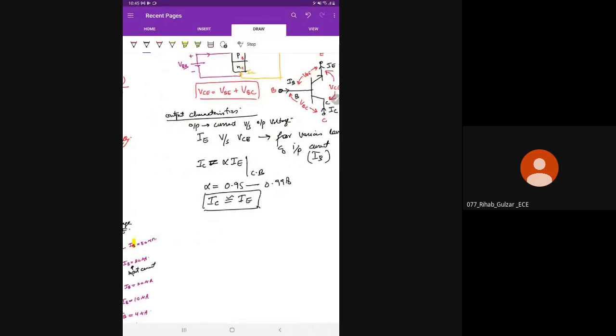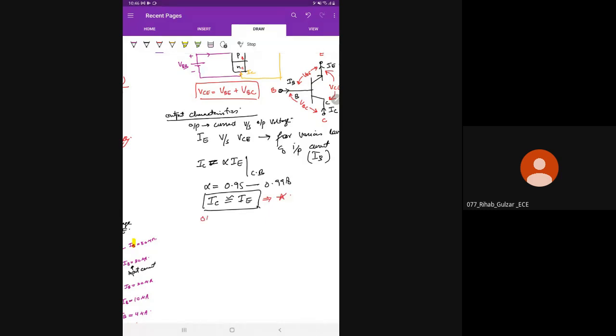So IC is nearly equal to IE. We have already discussed it in our common base configuration, and even in common emitter, IE is also nearly equal to IC. In general, BJTs में IE हमेशा IC के बराबर ही होती है. थोड़ी सी इनमें फर्क है, उतनी ज्यादा नहीं है, क्योंकि तीसरा कंपोनेंट इसमें IB है, तो उसका मैग्नीट्यूड ऑलरेडी कम होता है.